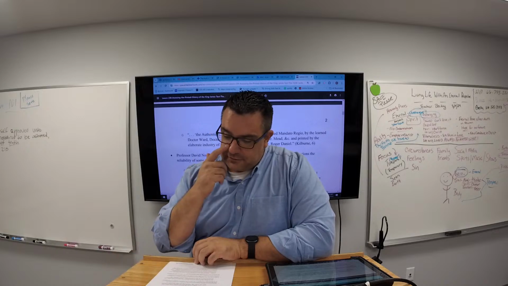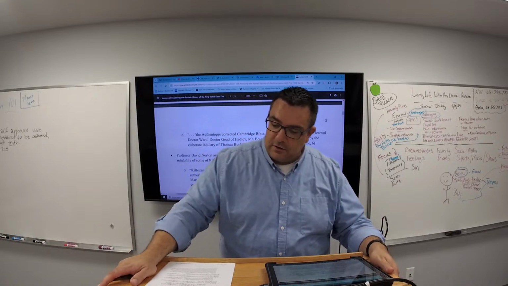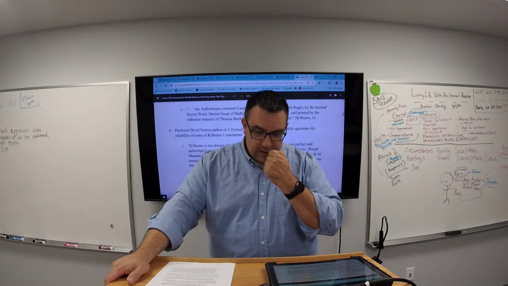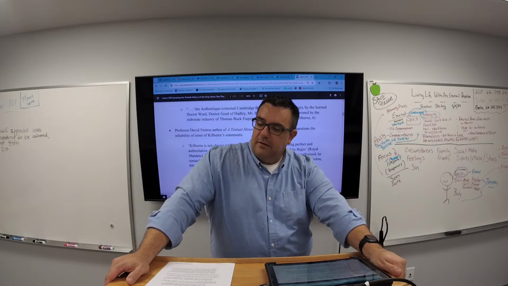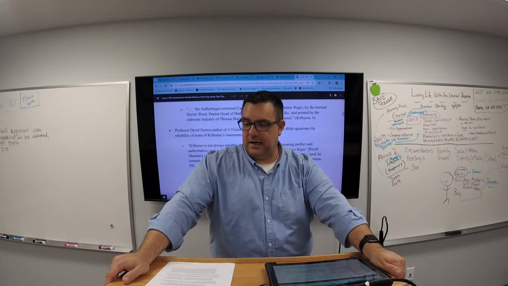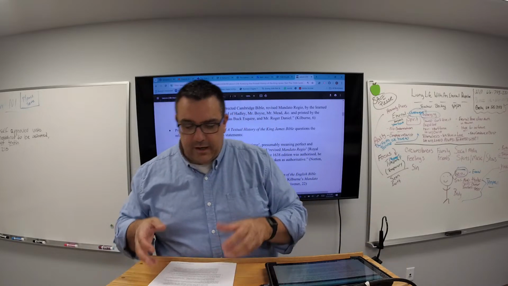Professor David Norton, author of A Textual History of the King James Bible, questions the reliability of some of Kilburn's statements. The other thing that strikes me, Mike, that I forgot to do is Mandato Regio there should be in italics at the top, on the top line. Okay? So, let's stop there.